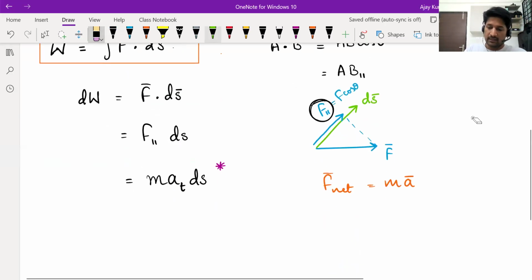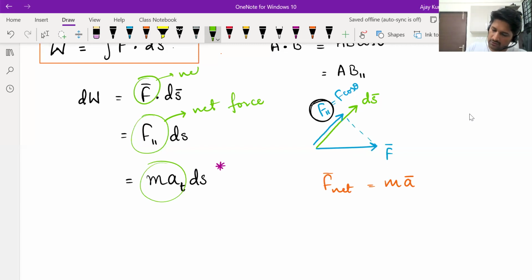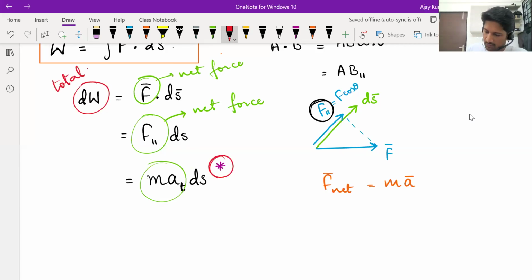And in this last step, I am equating the tangential force to mass into tangential acceleration. That means I am considering the net force. So the F here also has to be the net force. And if you are considering work done by the net force, means all forces acting on the particle, that means you are considering total work done. Only then this step would be valid. That's why I put the star here.